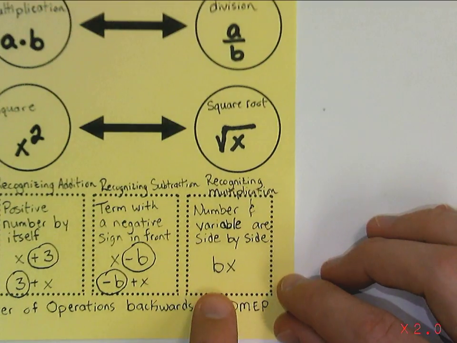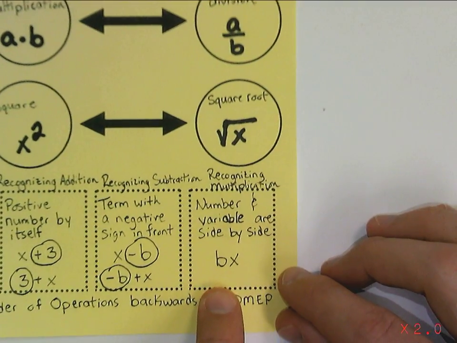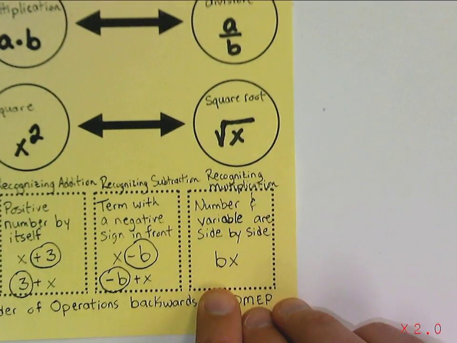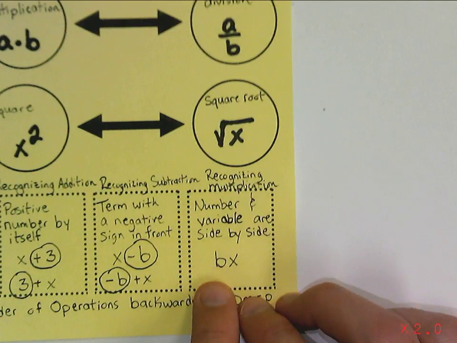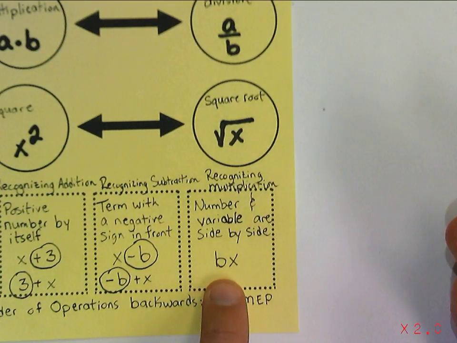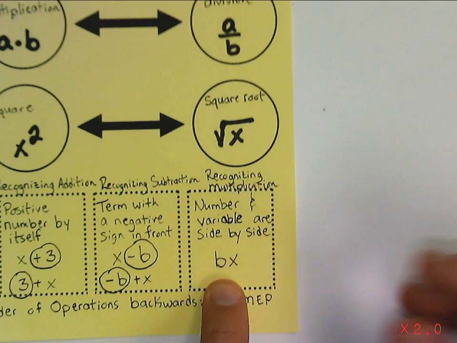And multiplication isn't super hard to recognize most of the time. It's just a number and a variable side by side. So here I have b times x, but we could have any number in there like 2, 3, negative 5, whatever it is.